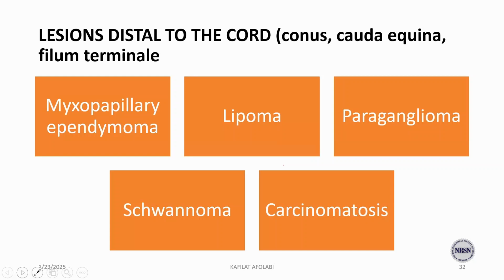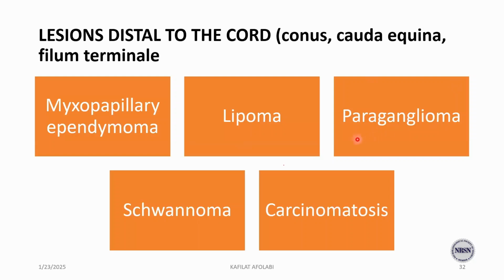Other lesions are lipoma. Lipoma of the conus is usually an incidental finding. It may or may not be related to tethered cord syndrome. This is one of the areas where our MRI sequences come into play. When you do a fat suppression sequence, you expect a lipoma to fully suppress. And with that, if a patient is asymptomatic, you may move on.